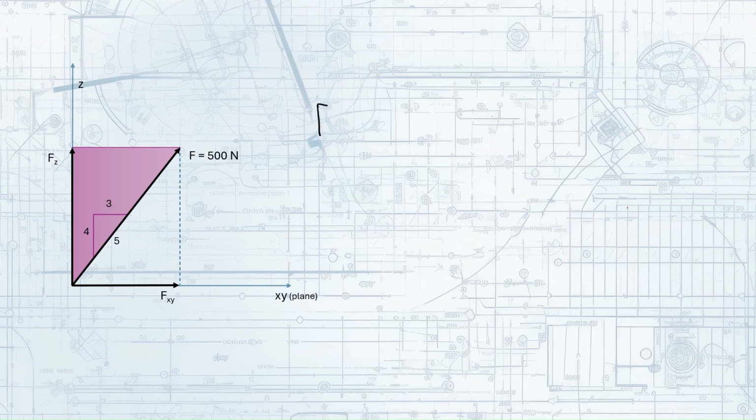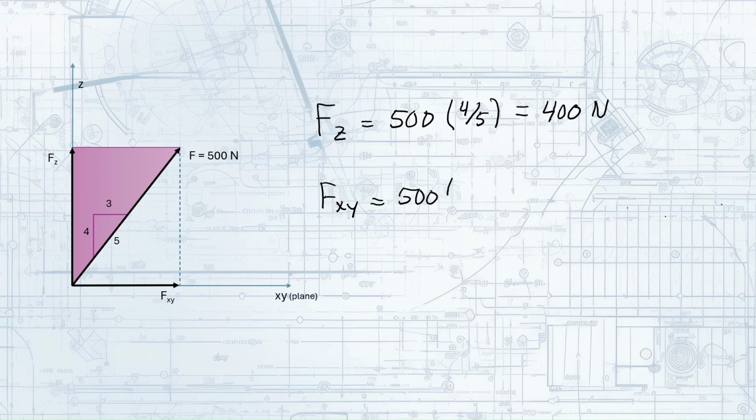So Fz is going to be equal to, by similar triangles, 500, which is the magnitude of our force, times 4 over 5, which is going to come out to be 400 newtons. And Fxy, similarly, will be 500 times 3 over 5, which comes out to 300 newtons.